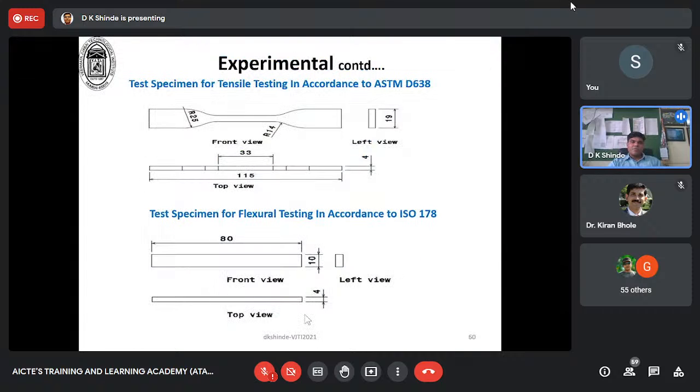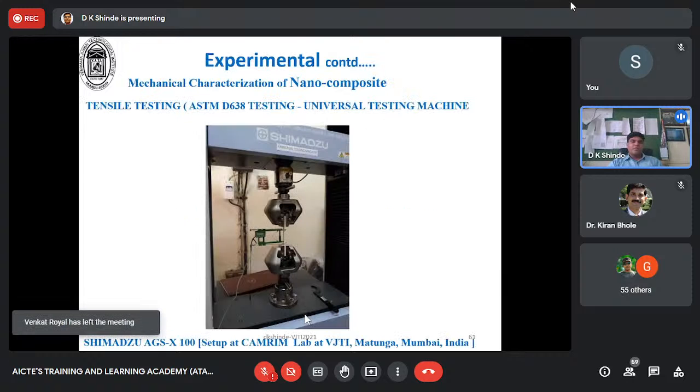So this is how the test specimen as per D638 was printed. Flexural coupons we also printed using the ISO 178 rectangular specimen, along with the dog bone specimen. Then we have the UTM of 100 kilonewton with all accessories using an extensometer. We also have a data acquisition system using strain gauges for all static characterization: tensile, bending, flexural, shear. All the mechanical characterization can be done on this setup available at VJTI in the Center for Advanced Material Research and Innovative Manufacturing.